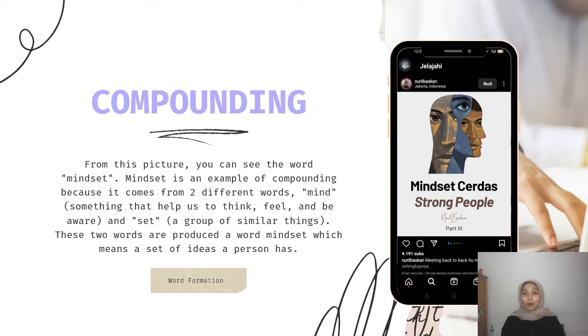Next is compounding. From this picture, you can see the word mindset. Mindset is an example of compounding because it comes from two different words: mind, something that helps us to think, feel, and be aware, and set, a group of similar things. These two words produce the word mindset, which means a set of ideas a person has.